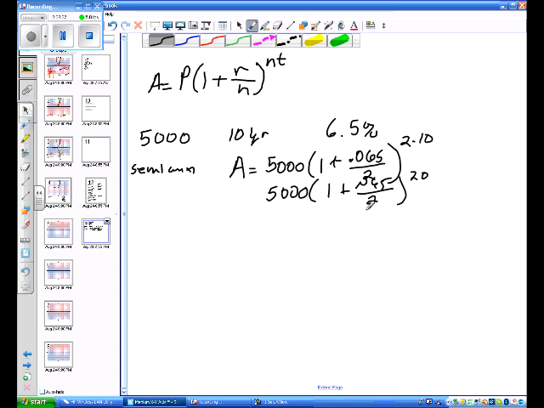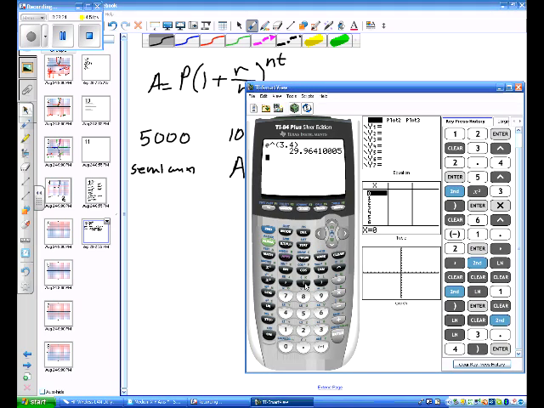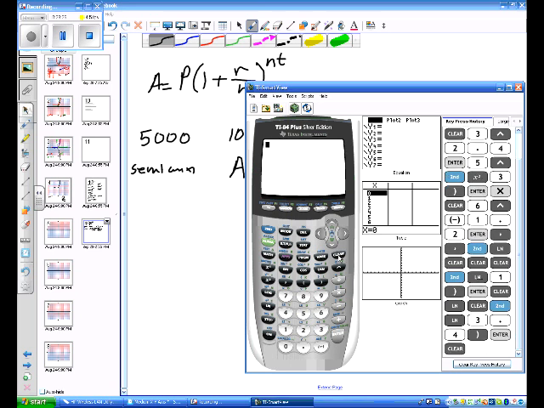Now we can do all of that on the calculator. We don't have to stop and break it up into parts. So let's look at our calculator and let's clear this out. So we're going to invest $5,000.